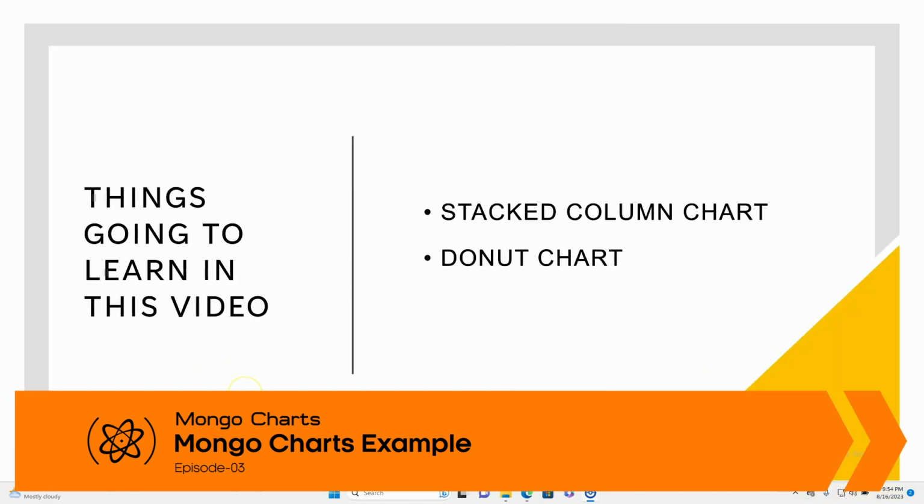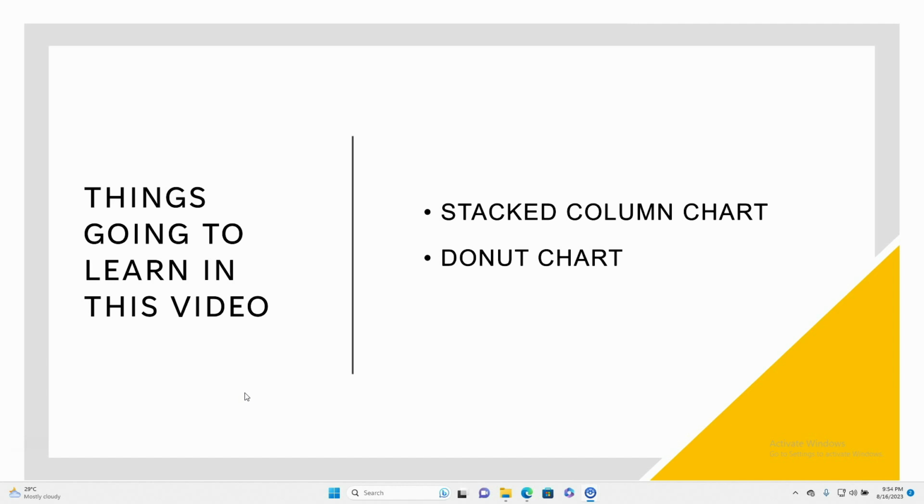So the things we are going to learn in this video: we will implement a stacked column chart in MongoDB Atlas Charts, and then another donut chart in MongoDB Charts. There will be just one dashboard, and under the dashboard these two charts will be structured.